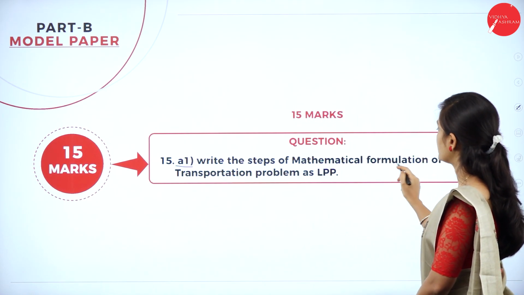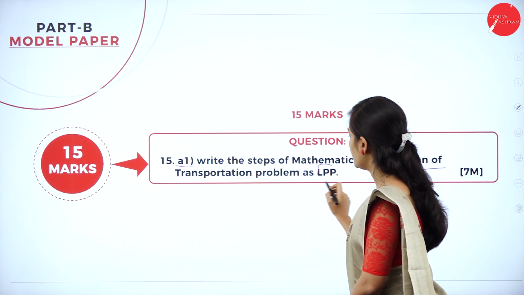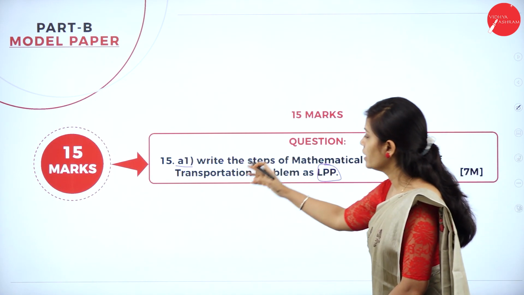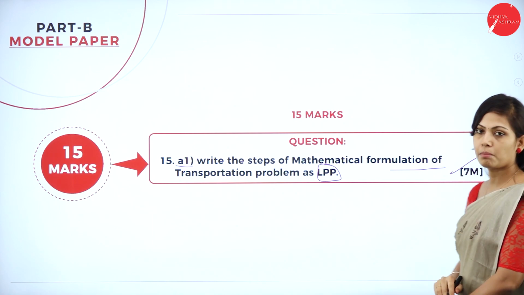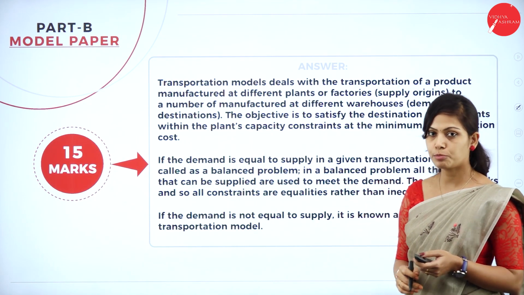And the next question is 15th A1. Write the steps of mathematical formulation of transportation problem as LPP. So here you have to write the steps, the procedure for finding the transportation problem. This is for 7 marks.